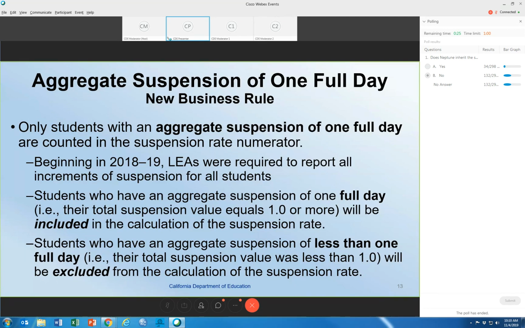Beginning in 2018-19, all LEAs were required to report increments of suspensions for all students when they entered their data in CALPADS. So students who have an aggregate suspension of a complete full day, for example, that total suspension value would equal or exceed 1.0 days, will be included in the calculation for the suspension rate. And therefore, all students who have an aggregate suspension of less than 1 full day will be excluded from the calculation of the suspension rate. This is different from last year and different from all of the prior years on the dashboard.